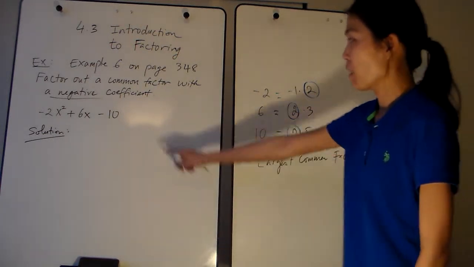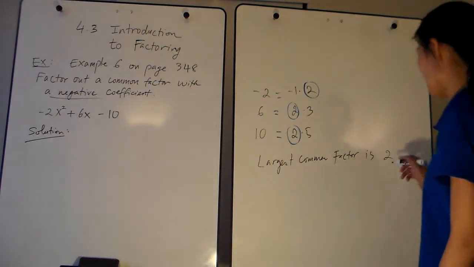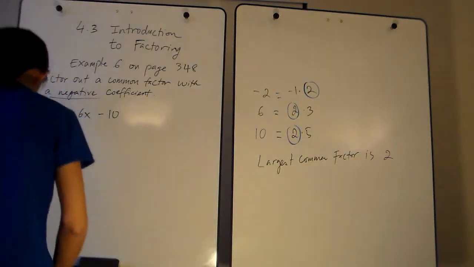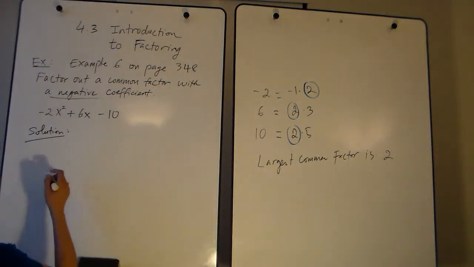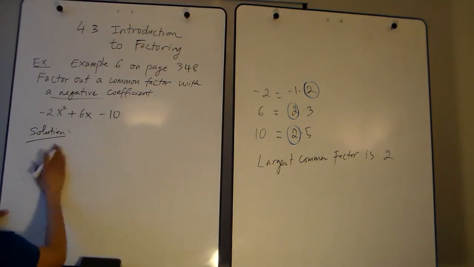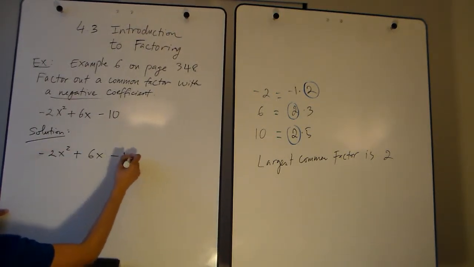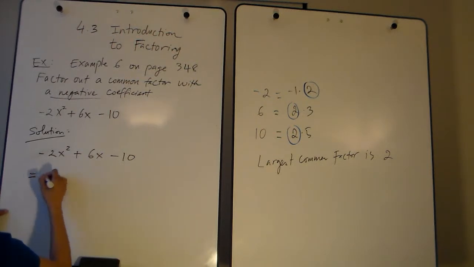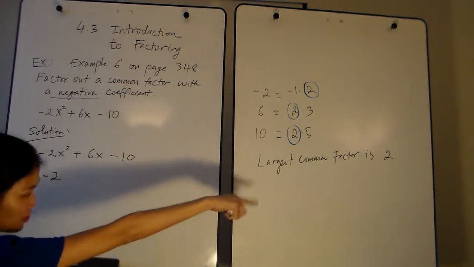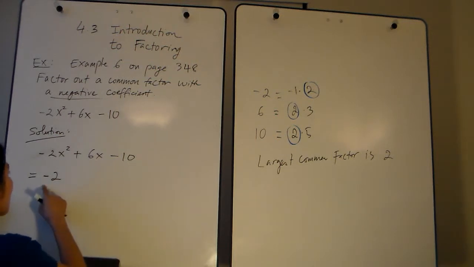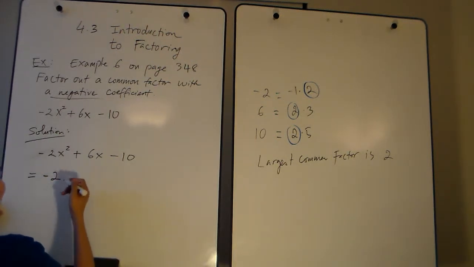But they want you to factor out the negative coefficient, so I'm going to factor out the negative 2 instead, okay? So I'll factor out the negative 2. Let me rewrite the problem: negative 2x squared plus 6x minus 10, the original. Factor out negative 2. Okay, we know the largest common factor is 2, but because the problem wants you to factor out a negative value, I put a negative in front of the largest common factor 2.